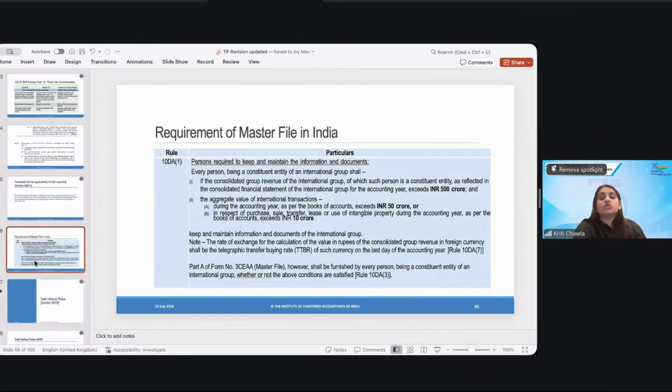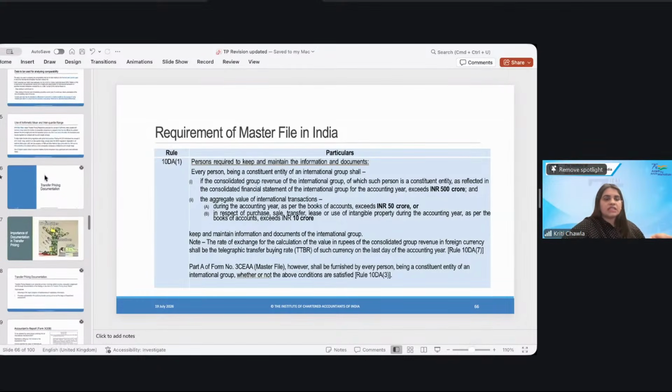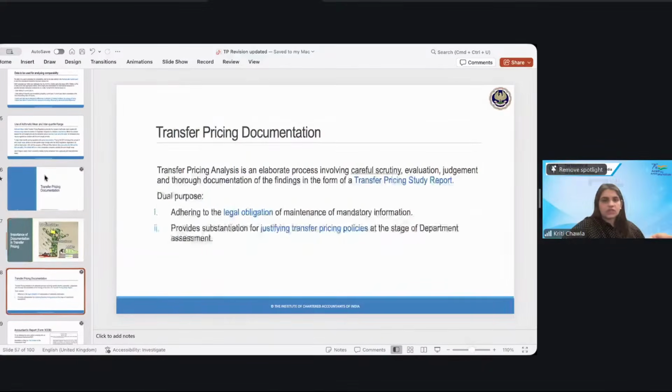Now, master file has two parts to it. There is part A of Form 3CEAA, which is basically the master file. It is to be furnished by every person, being the constituent entity of an international group, whether these conditions are satisfied or not. So part A is mandatory, and then there is part B, which will depend on these particular thresholds right here. So this is basically the transfer pricing documentation that you have to remember.